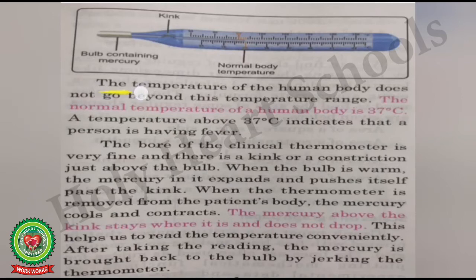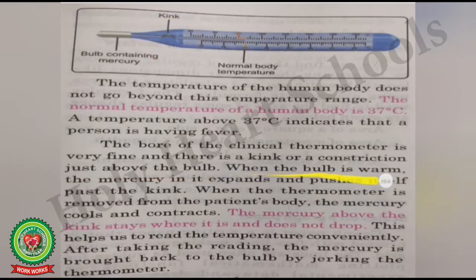The temperature of the human body does not go beyond this temperature range. The normal temperature of a human body is 37 degrees Celsius. A temperature above 37 degrees Celsius indicates that a person is having fever. The bore of the clinical thermometer is very fine and there is a kink or a constriction just above the bulb.